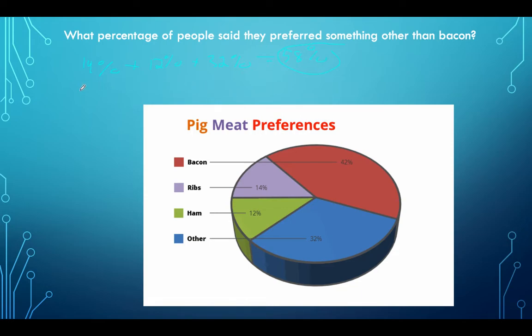Or, if you want to think of it, there's 100% total, right? And you could just subtract the bacon percent, which is 42%. And that would also get you all the other categories that weren't bacon. And 100 minus 42 is also 58%. So either way you want to think of it, you get to that answer.